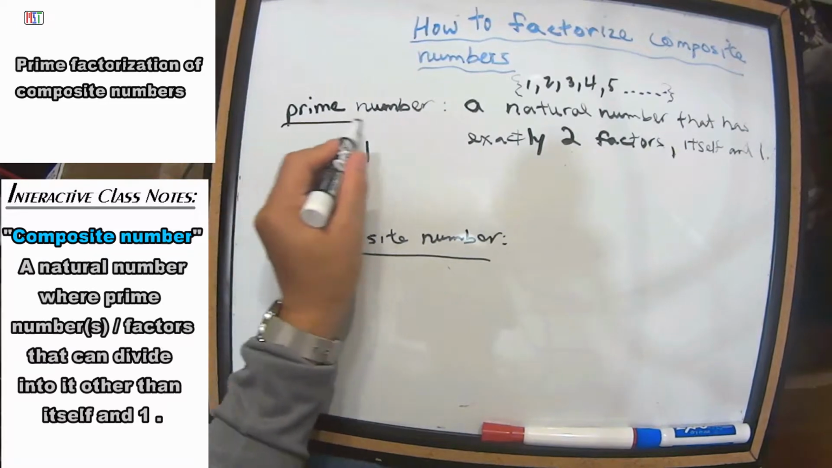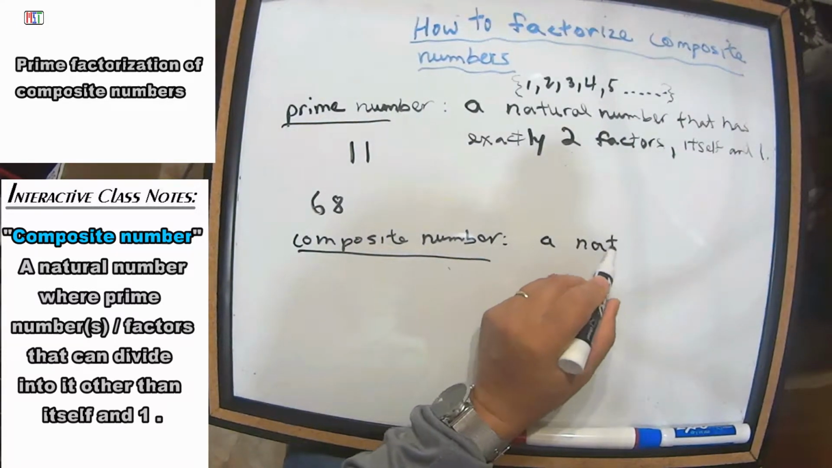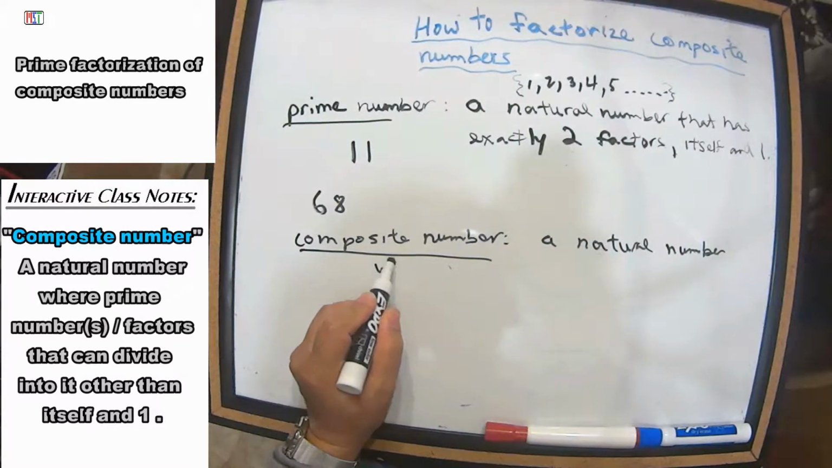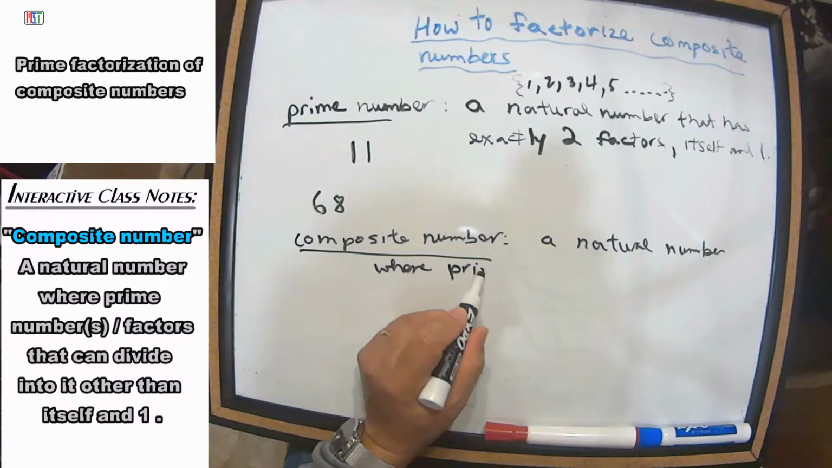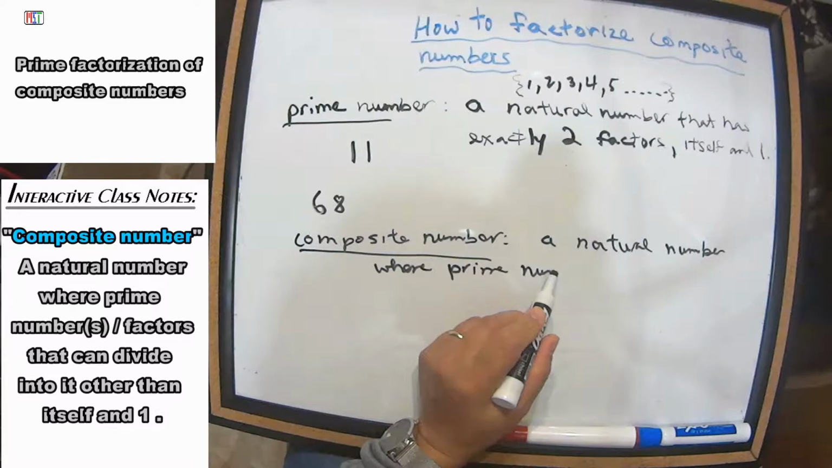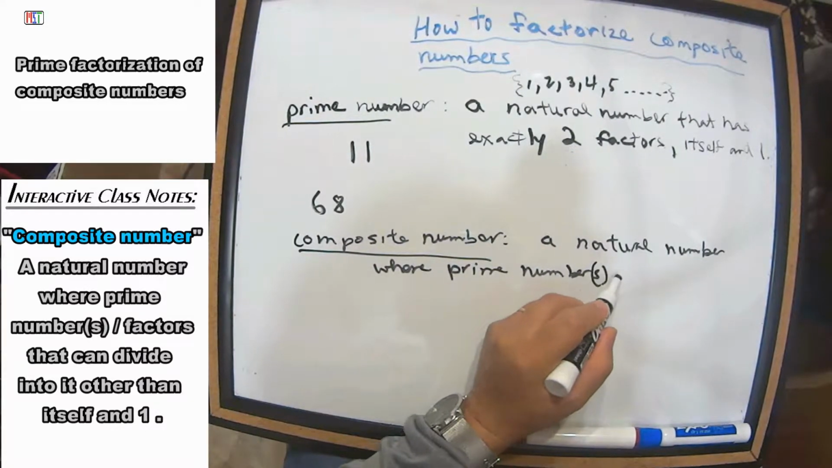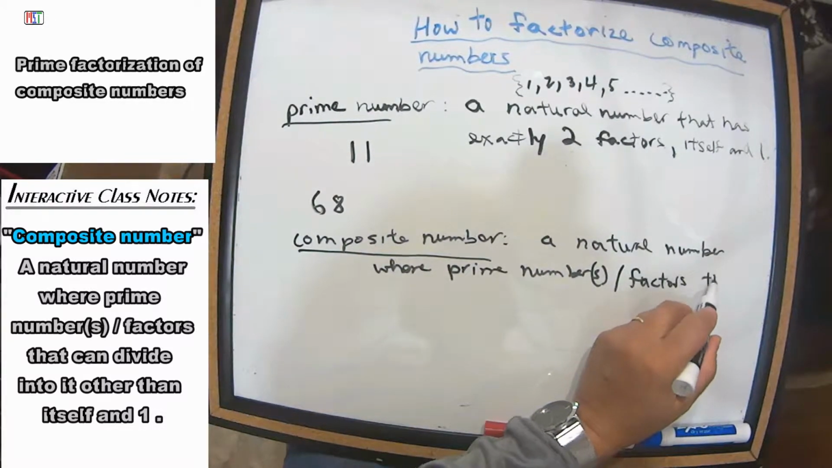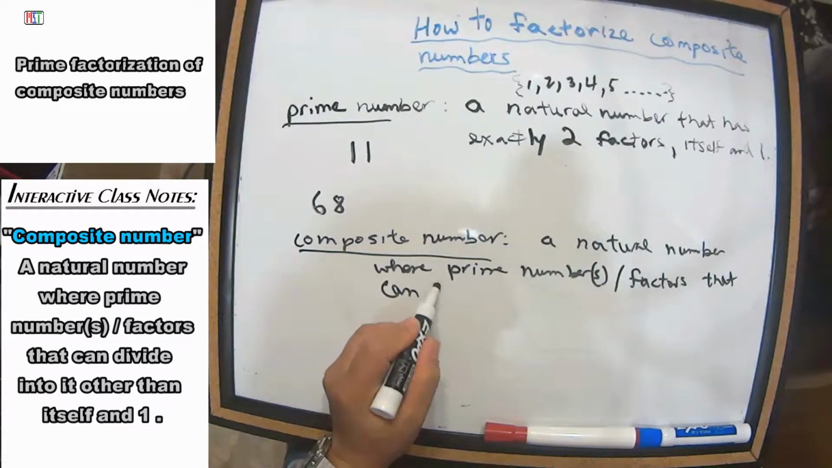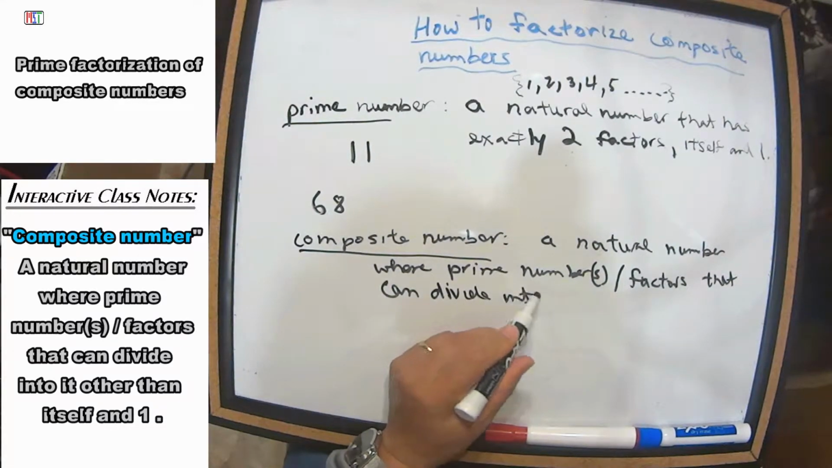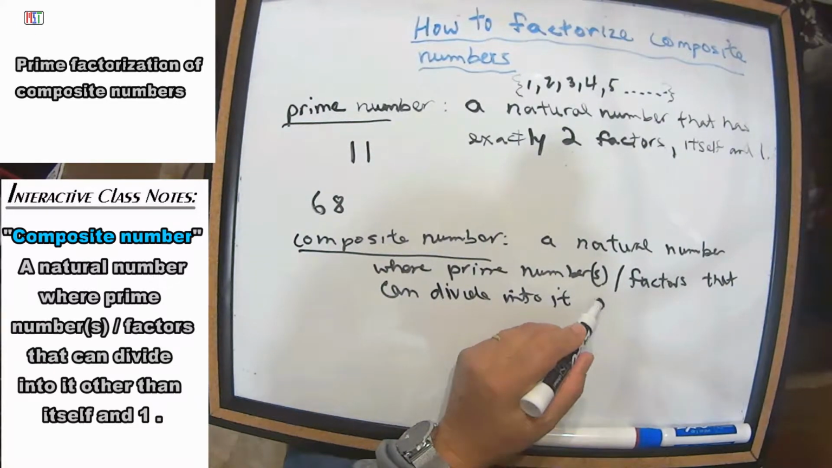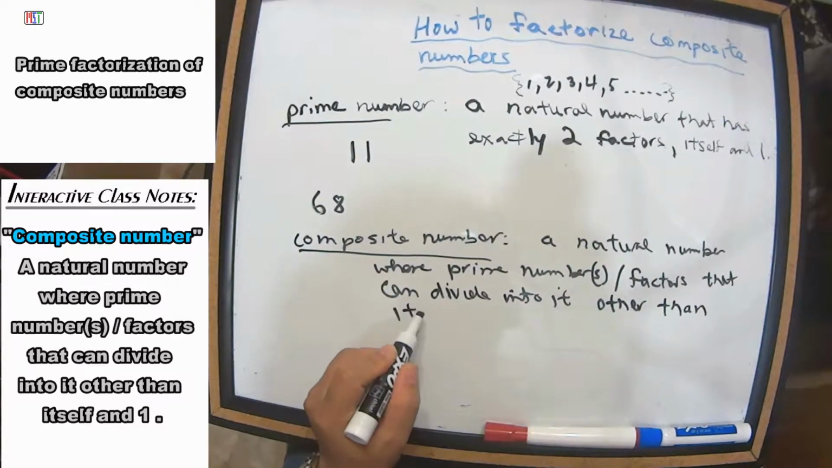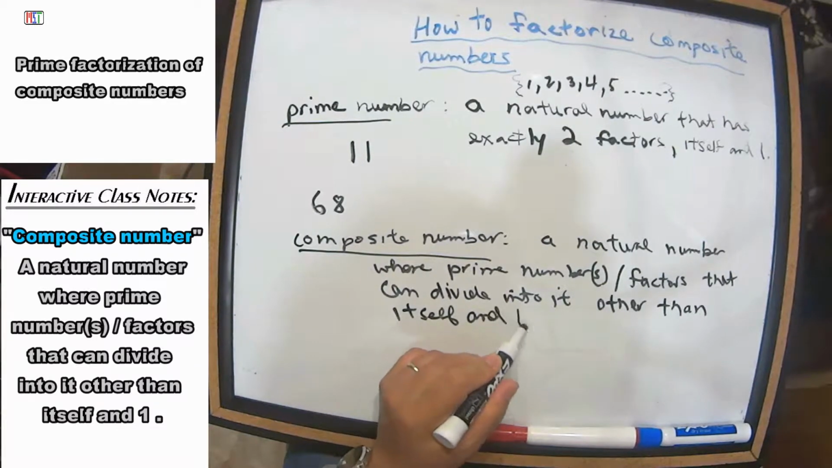So basically, a composite number is a natural number where prime numbers or factors, okay, I have to put an S here, that can divide into it, other than, okay, itself and 1.